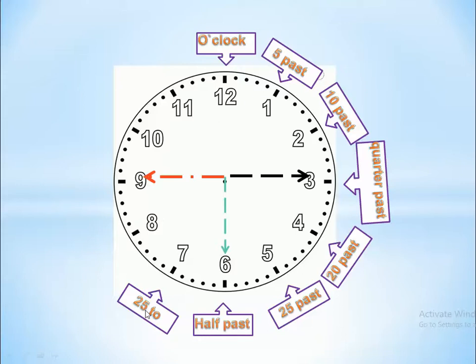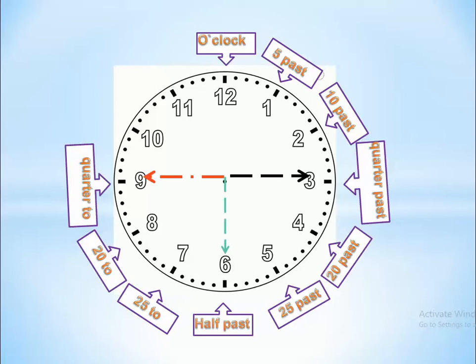Okay, so here, this side, the left side is "to". We consider 25 to. On 8, 20 to. 9, quarter to. 10, 10 to. 11, 5 to. Okay, so we have two sides. 5 past, 5 to. 10 past, 10 to. Quarter past, quarter to. 20 past, 20 to. Okay, 25 past, 25 to. Half past.